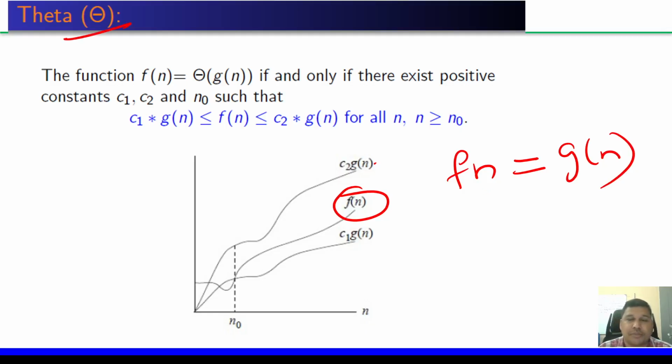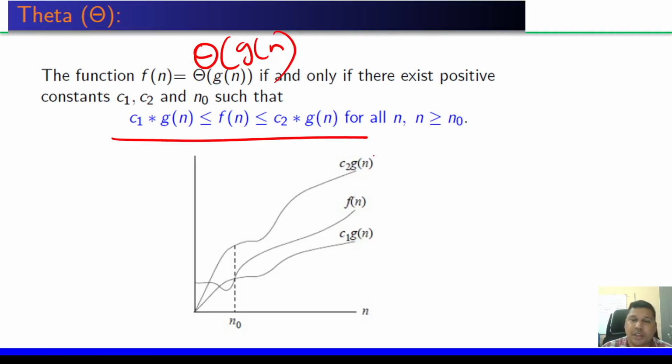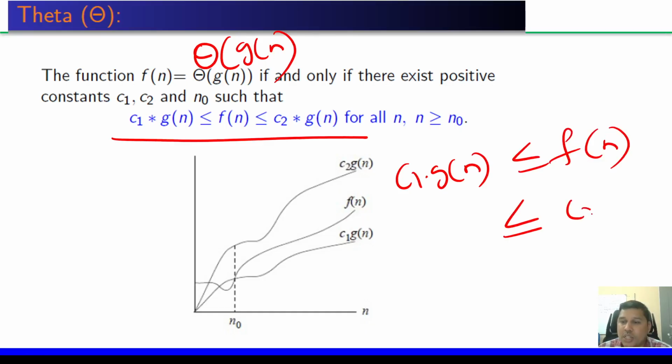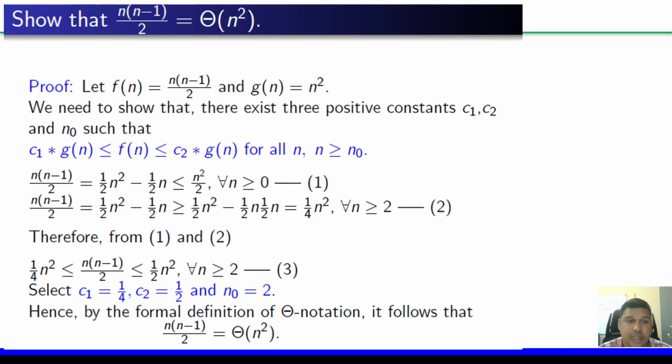Okay, theta notation. So the definition is, if there exist two constants C1, C2 for which this is satisfied, then we can write it as theta of g of n. So the condition is C1 into g of n less than or equal to f of n less than or equal to C2 into g of n. Let's see the proof and try to understand this example.